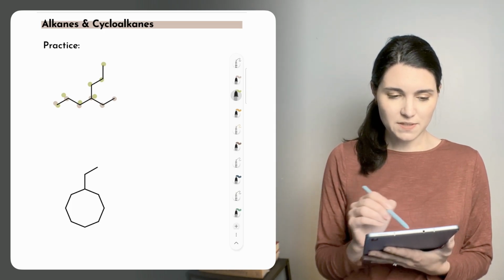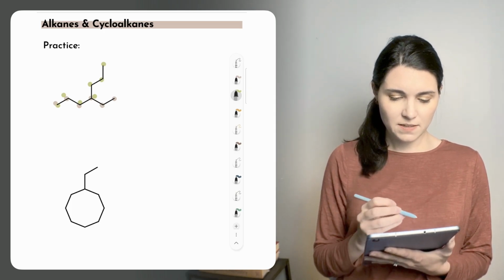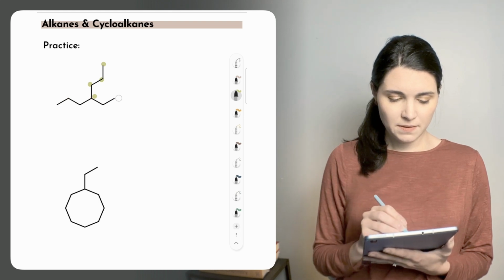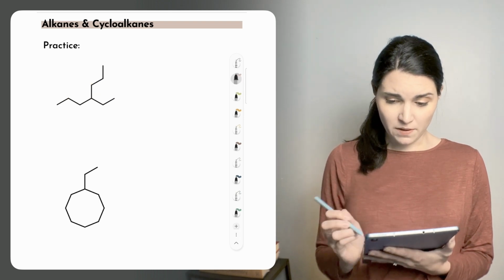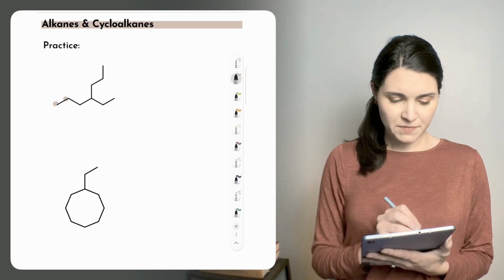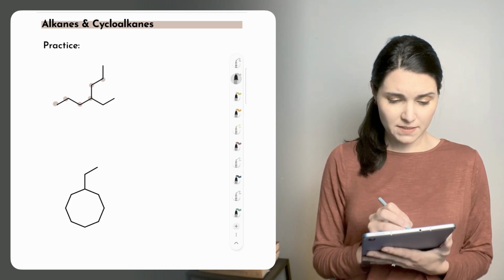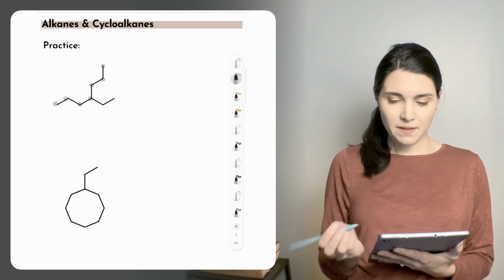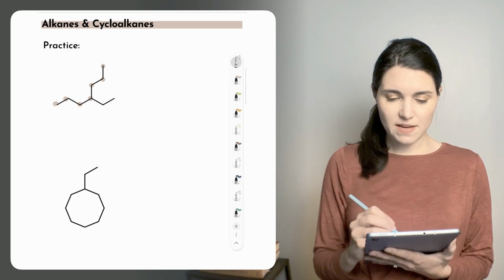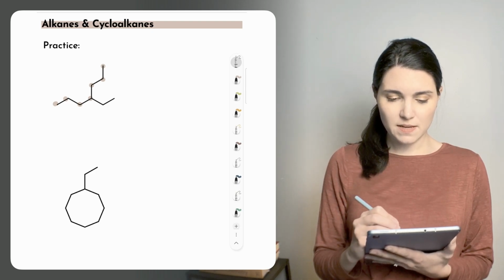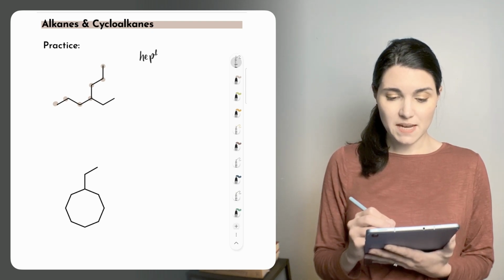So I'm just going to erase these. And let's mark our longest chain in pink here. 1, 2, 3, 4, 5, 6, 7 carbons. Okay, so 7 carbons, just like our last example, the parent is a heptane.